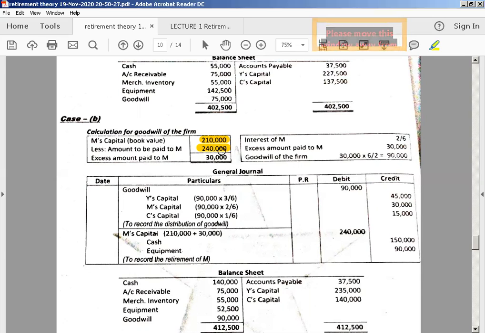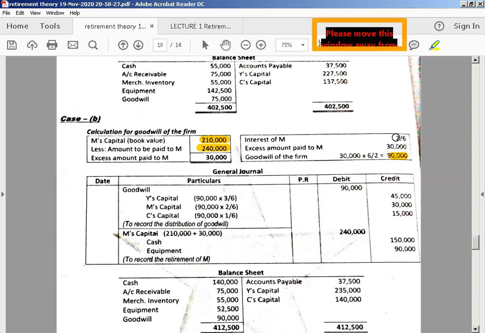Then we have the distribution. Now what you have to do, on 30,000 also you will apply the reciprocal, that is, multiply by 6 divided by 2, and 90,000 is your total goodwill. Clear? Again, let me discuss it once more.